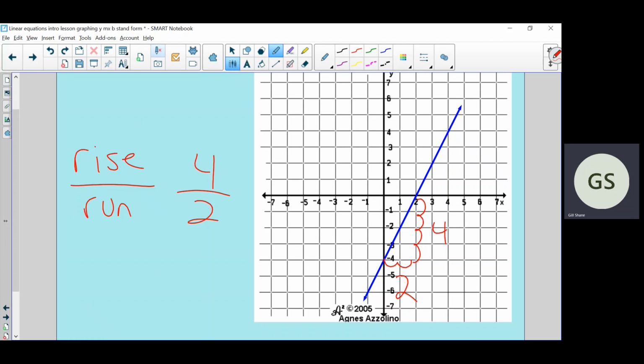No, that's just part of it. Then you've got to put that into the equation for the slope.